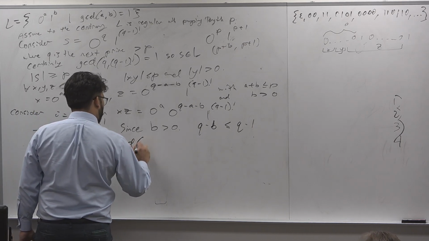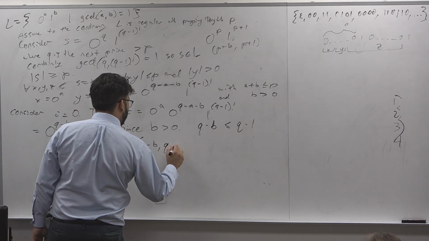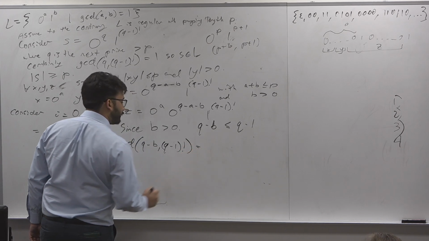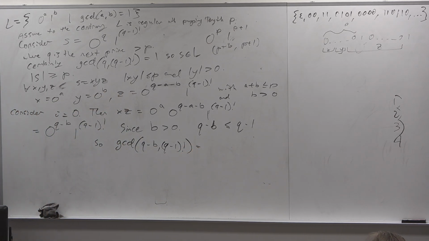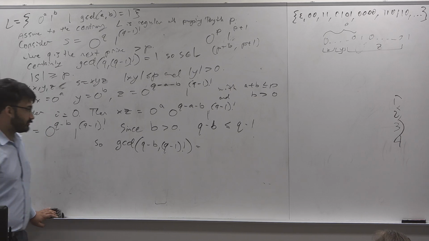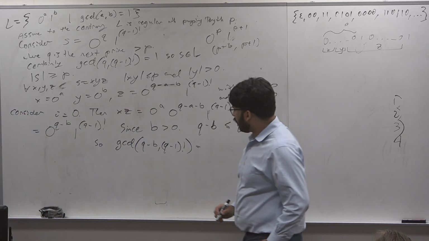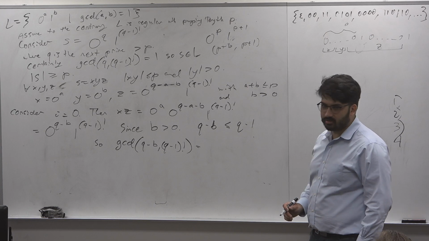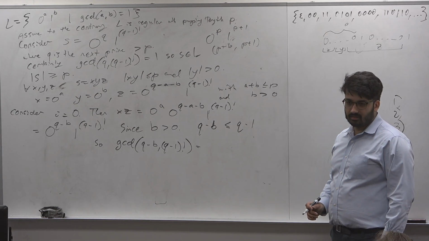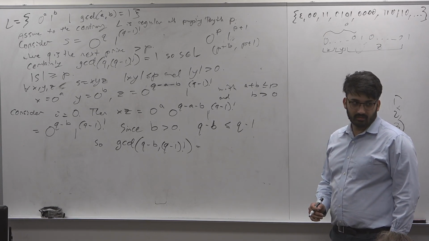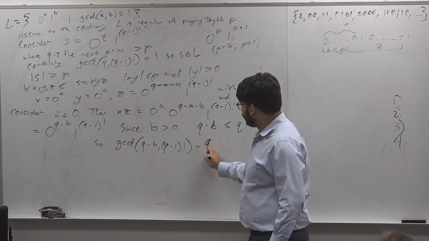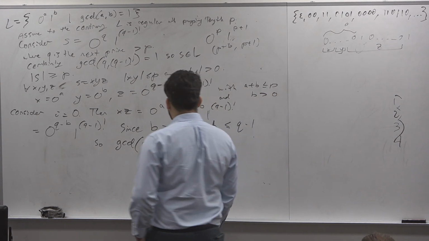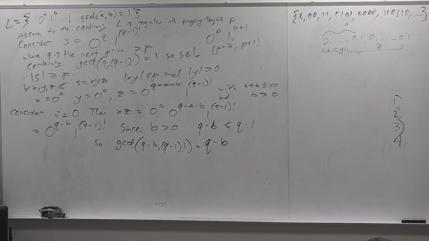So the GCD of Q minus B and (Q minus 1) factorial is equal to what? (Q minus 1) factorial over Q minus B? It'll be simpler than that, I think. Oh wait, no, it's Q minus B. Yeah, it's just going to be that factor. Right. It's going to be represented in that product somewhere.